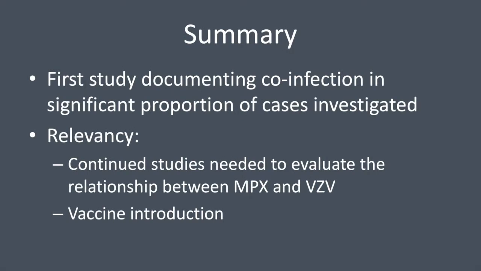So, in summary, sorry, this was a bit of a quick presentation. This was the first study documenting this rate of co-infections, and it's also the first report of national prevalence of chickenpox. I think it's relevant because there needs to be continued observation of this population and continued questions on why we're seeing this rate. Are they related in some way that we don't know of? And questions about vaccine introduction.